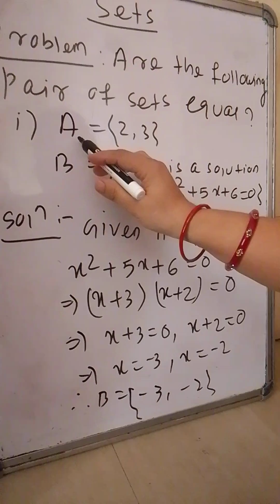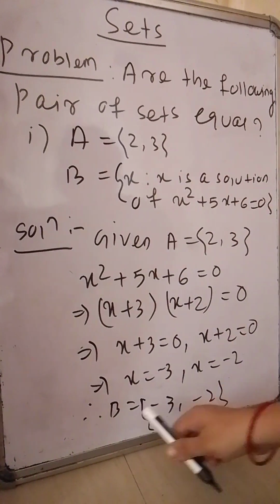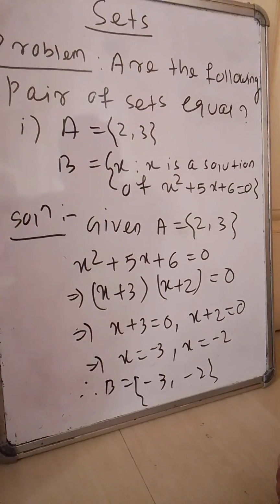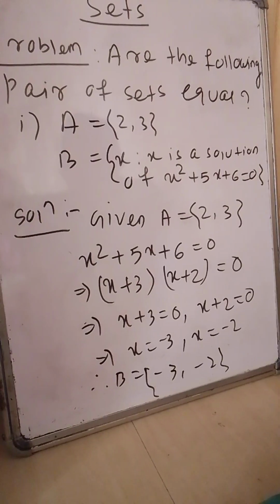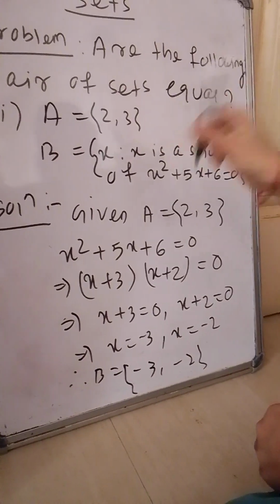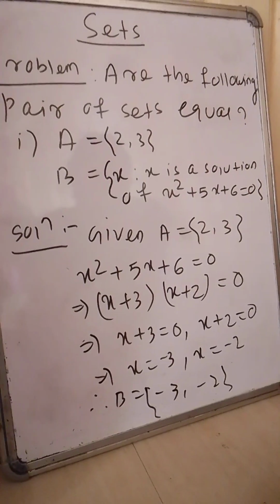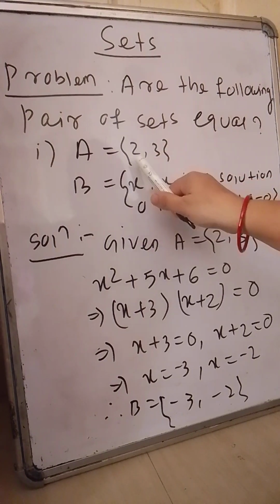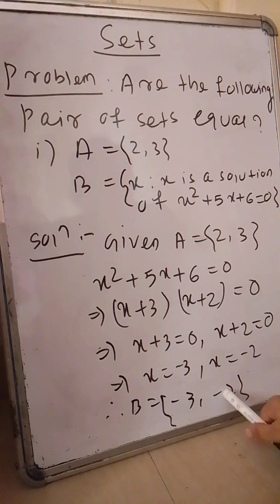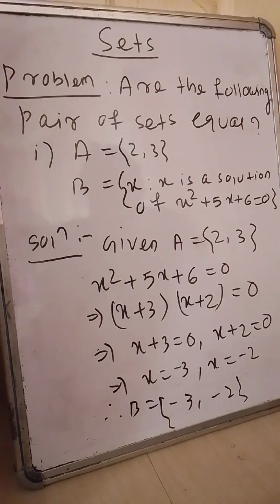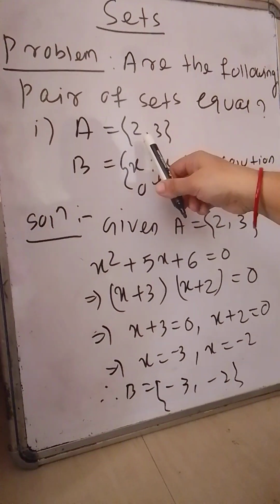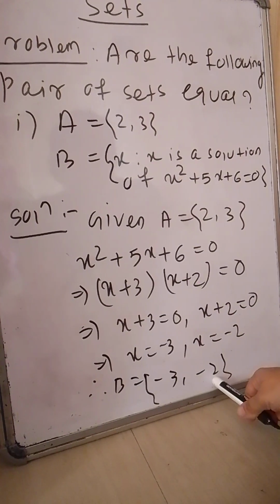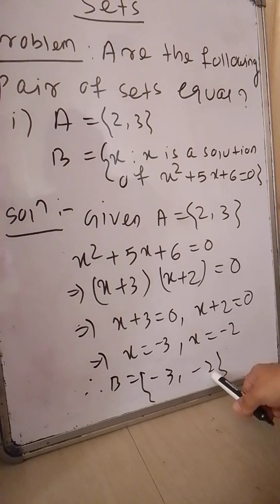Now you see the elements of set A are 2, 3 and the elements of set B are minus 3, minus 2. So tell whether the two sets are equal. No, the two sets are not equal. Why not equal? The first criterion for equality of two sets is that the number of elements of both sets are equal. Here it is equal: set A has 2 elements, set B has 2 elements. But the second criterion is not satisfied, meaning each element of A should be in B. First element 2, is it in B? No, it is not in B. Rather minus 2 is there.